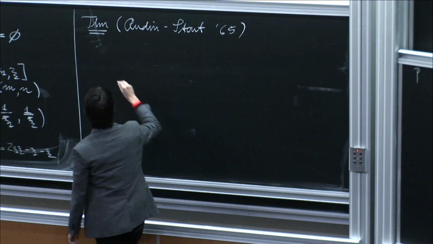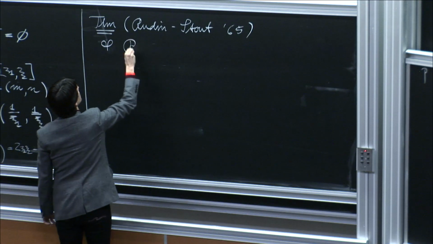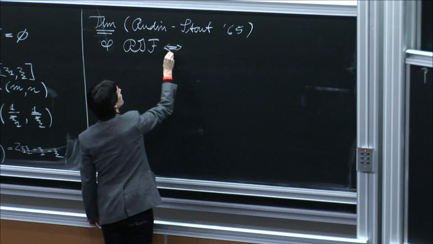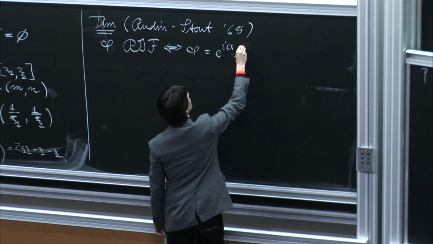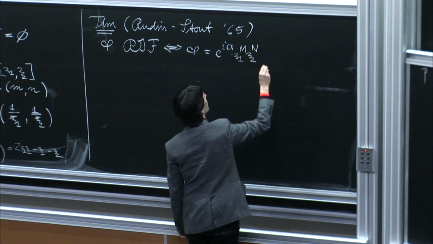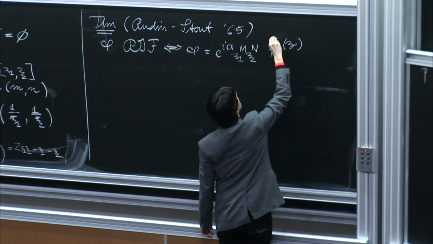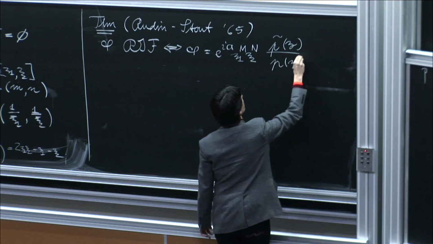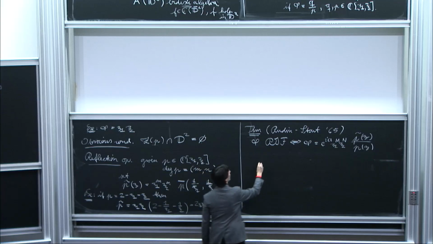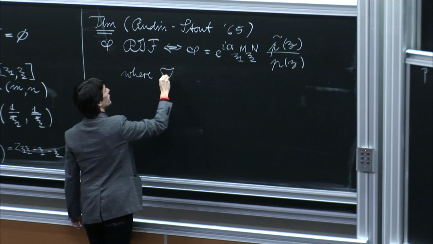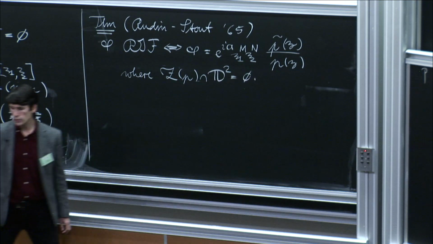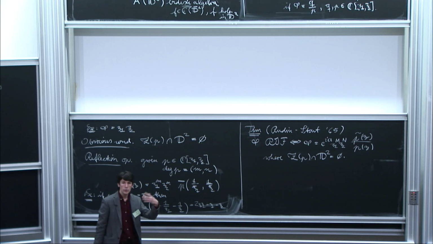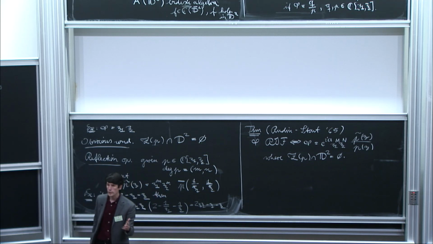65. It says that phi is a rational inner function if and only if phi is of the form e to the i a times z1 to the capital M, z2 to the capital N, and then times p tilde divided by p, where this obvious condition is satisfied. So rational inner functions are not very exotic objects. You can construct them using your favorite polynomial in two variables that doesn't vanish in the bidisk.